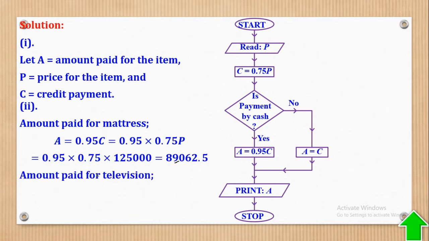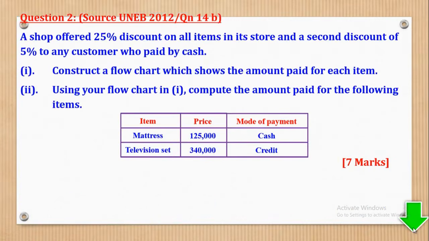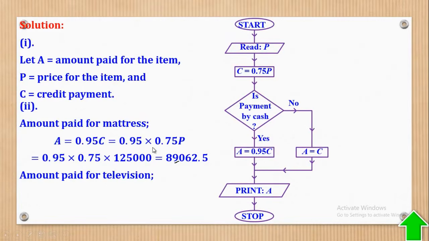What about for the television set? For the television set, here it was 340,000 and it was by credit. So by credit, it means that A is equal to C, but C is 0.75P. So you substitute for P to come up with 225,000 shillings.